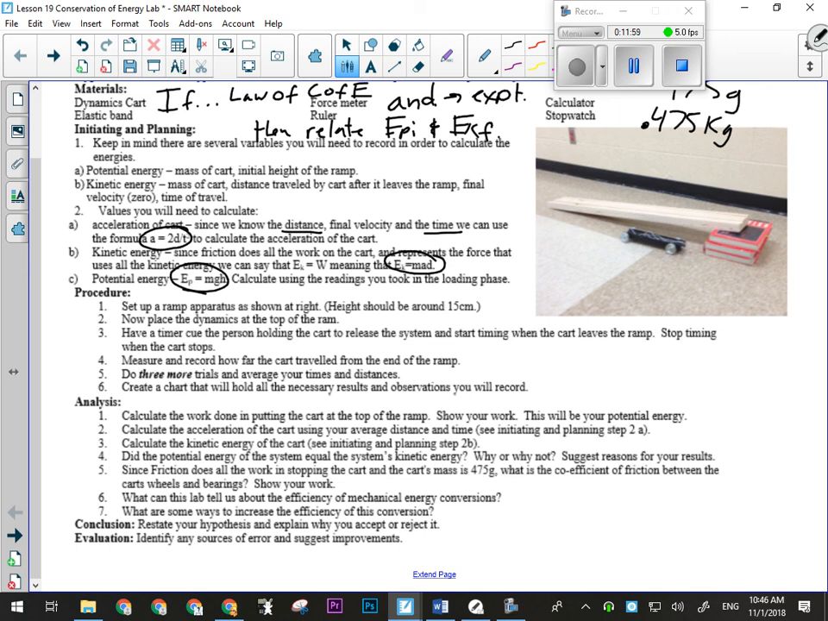Things like that. So it might not be a bad idea to have one person timing and another person taking a video. Take a video of the run so you can watch it again, and that might help you to determine where some of the energy goes during the runs. And then evaluation: sources of error, ways to improve them. Same as always. Questions on what we're doing?